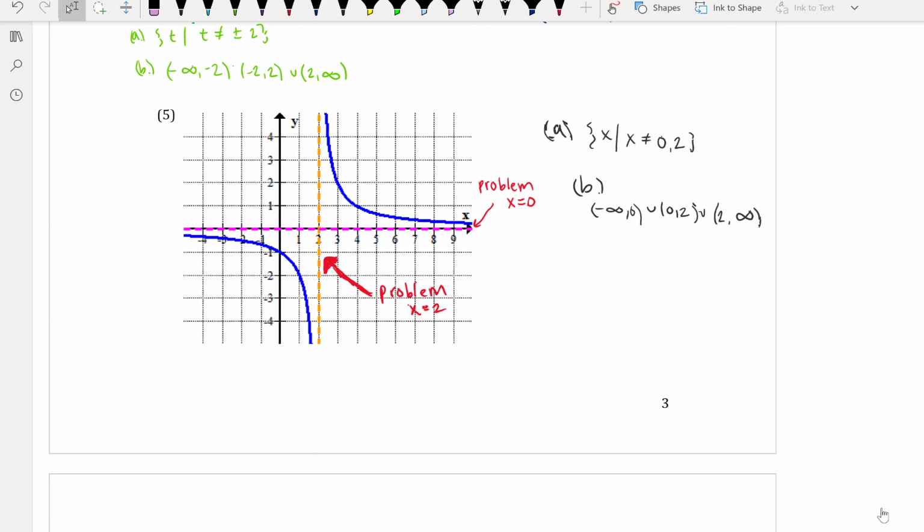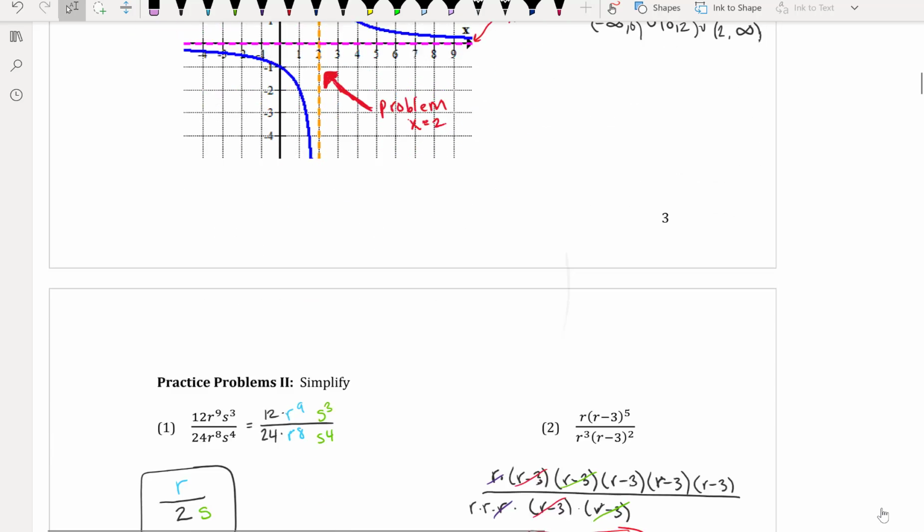We're still looking at the restriction. So from here, looking at the graph, you want to see where the problem is. Notice how the problem is when x is equal to 2 and when x is equal to 0. That blue line cannot cross x equals 2 and x equals 0. So since that is the case, we say that x cannot equal 0 and x cannot equal 2. So our interval notation goes ahead and identifies that.